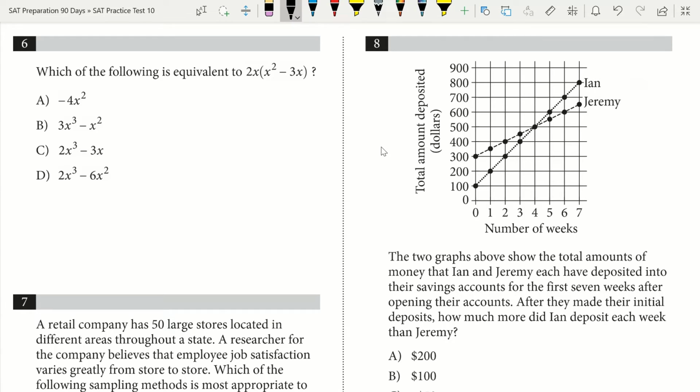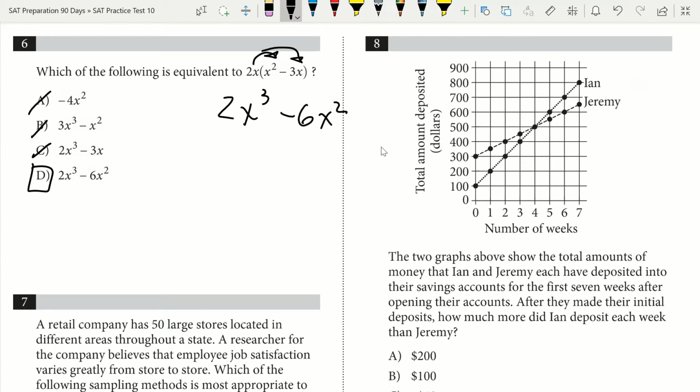All right, so question 6, which of the following is equivalent to 2x times (x squared minus 3x)? If we take a look at our problems here, we're just going to go ahead and distribute this 2x to that x squared and that negative 3x. So we got 2x times x squared, it's going to give us 2x cubed. 2x times negative 3x, that'll give us minus 6x squared. We just match our equation. We see D will be our answer for that one. So not too difficult there.